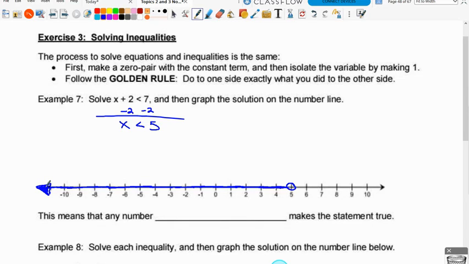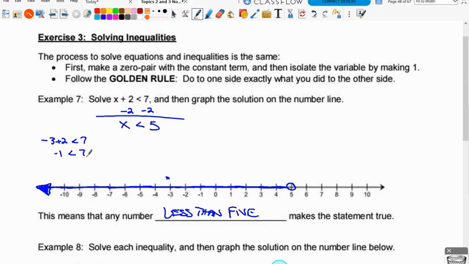This graph means that any number that is less than 5 makes the statement true. I can pick any of these numbers here that I've shaded in and use that for the value of x. For example, if I use the number -3, -3 plus 2 is less than 7 because -3 plus 2 is -1, and that is less than 7.